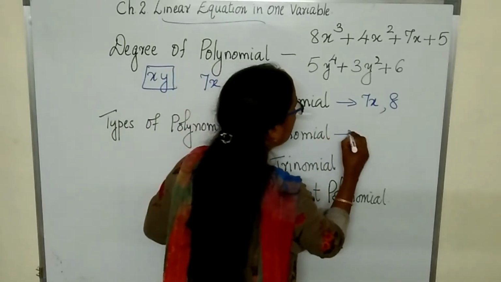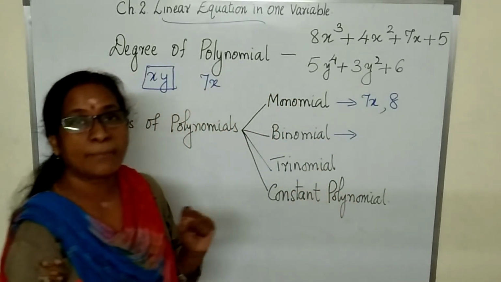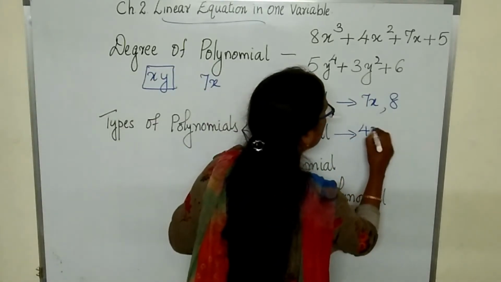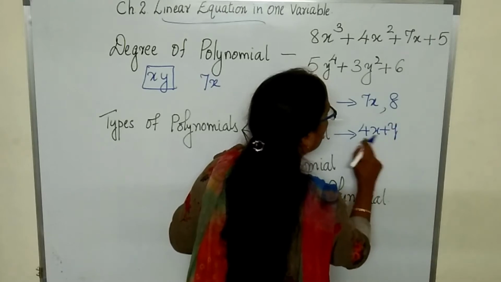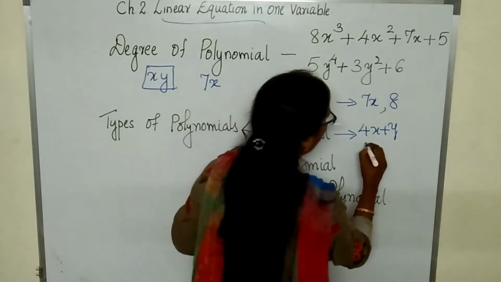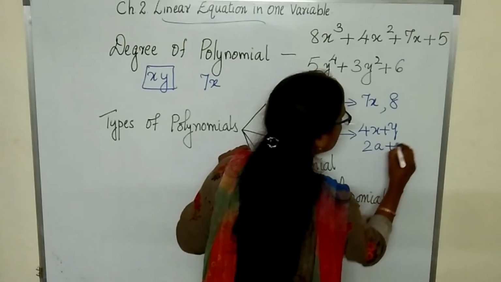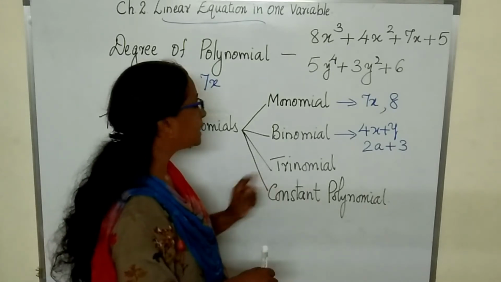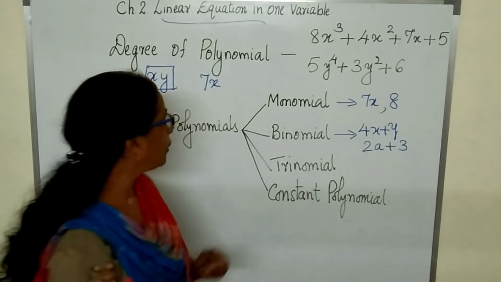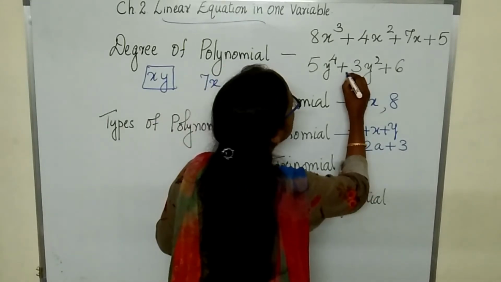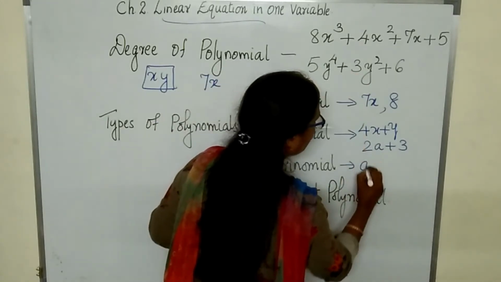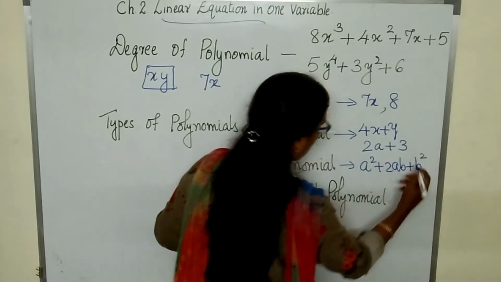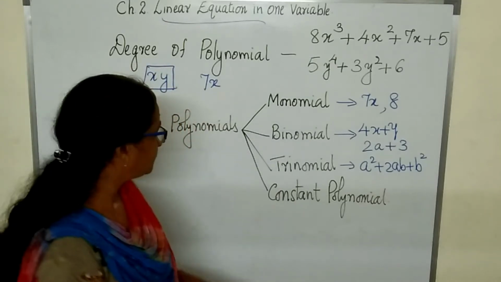Now what is a binomial? Binomial means a polynomial which has two terms. For example, if you have 4x plus y, 2 terms, or if you have 2a plus 3. These are all examples of binomials. What is a trinomial? Trinomial is a polynomial with 3 terms. This is a trinomial. a square plus 2ab plus b square. It is a trinomial.